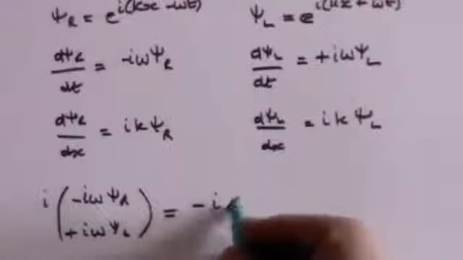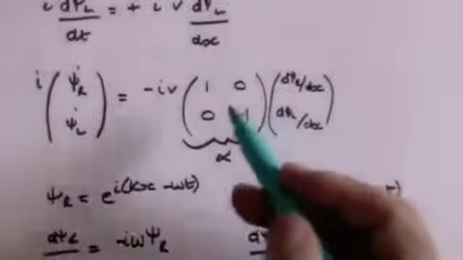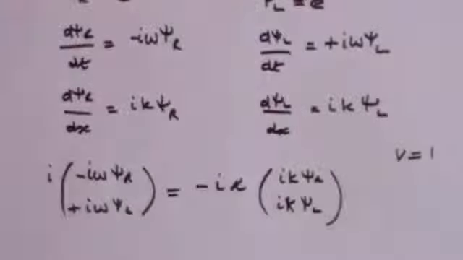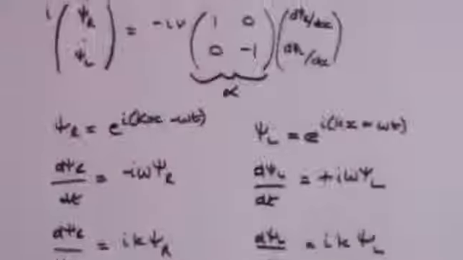minus i alpha, because alpha, remember, is the matrix. Oh, there should be a V there, of course, but I'm going to set V equal to 1 to get it out of the way. So V equals 1, so I don't need a V there. So minus i alpha times these two terms here. So that's going to be ik psi right, ik psi left. That's just rewriting the formula that we had above, but substituting the values that we have deduced en route.